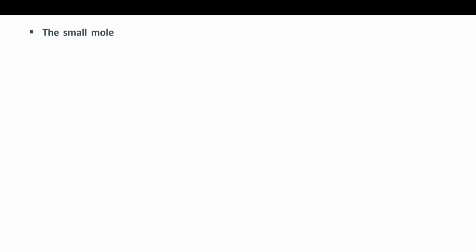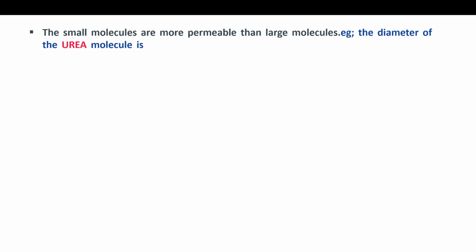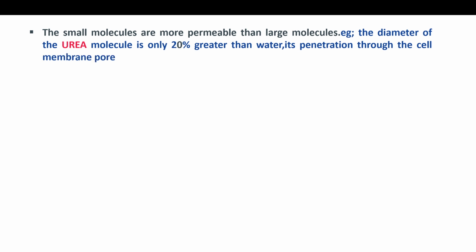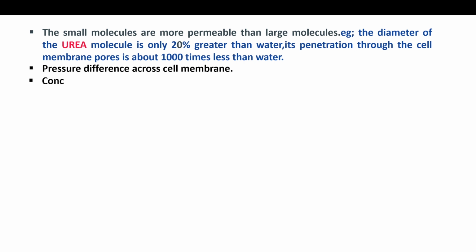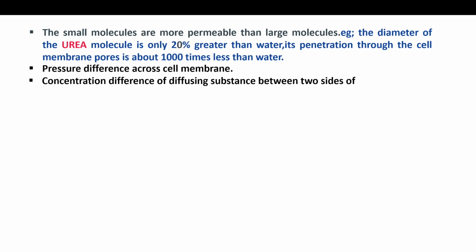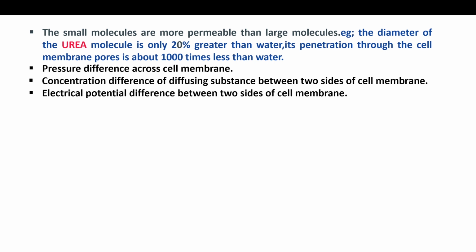Small molecules are more permeable than large molecules, e.g., the diameter of the urea molecule is only 20% greater than water, yet its penetration through the cell membrane pores is about 1,000 times less than water. Pressure difference across the cell membrane. Concentration difference of the diffusing substance between two sides of the cell membrane. Electrical potential difference between two sides of the cell membrane.